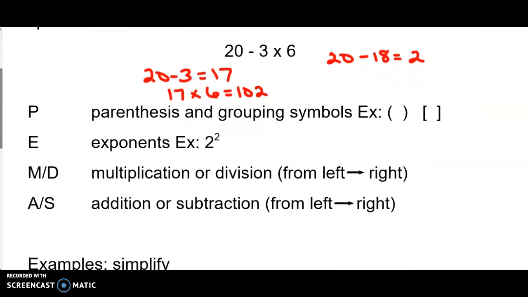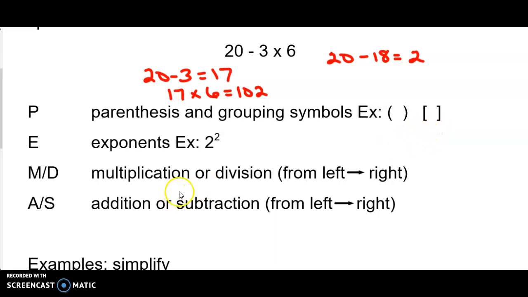So you probably heard PEMDAS, right? Parentheses, exponents, multiplication and division, and addition, subtraction. PEMDAS. That is the order of operations. So again, the P stands for parentheses and any grouping symbols. So for example, these are parentheses. These are brackets that could group numbers and expressions together. You would want to solve those first.